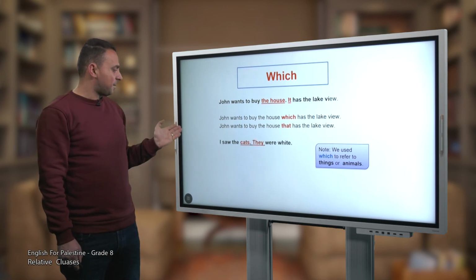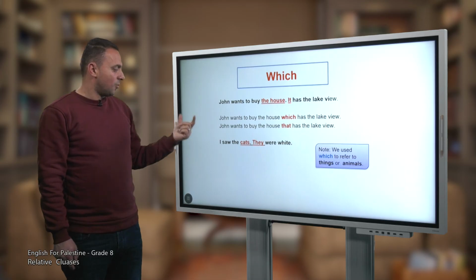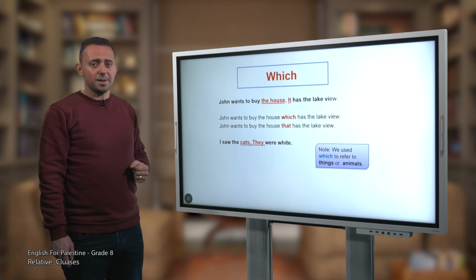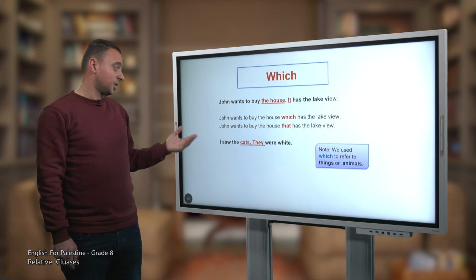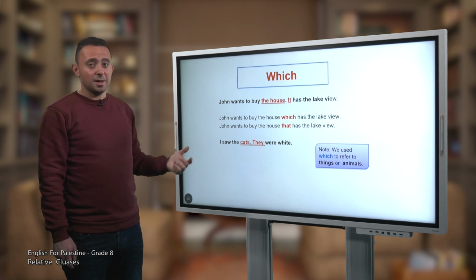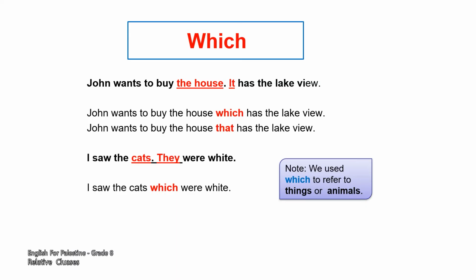What about this example? I saw the cats, they were white. What is the correct relative pronoun in this example? Very good. It's also which. Why? Because here we are talking about a thing, which is the cats. Let's see. I saw the cats, which were white.